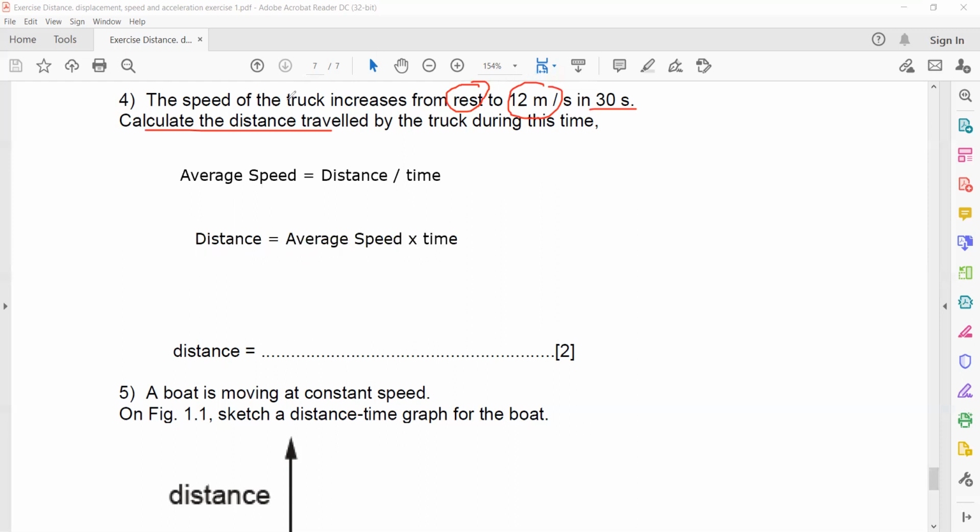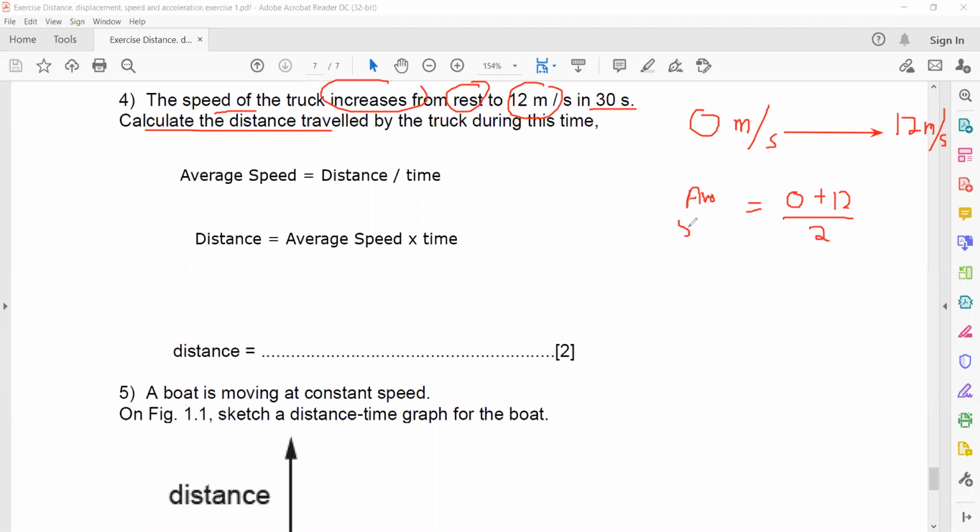As you can see in the question, they mentioned the speed of the truck increases from rest to 12 meter per second. Initially it is 0, then it becomes 12. So what is the average speed? The speed is not the same. They did not say the truck was moving with 12 meter per second. They said that the speed of the truck is changing from 0 to 12. So when the speed is changing, we use average speed. How can I take the average of these two numbers? In mathematics, to take an average, you add them and divide by the total number. That will give you the average speed.